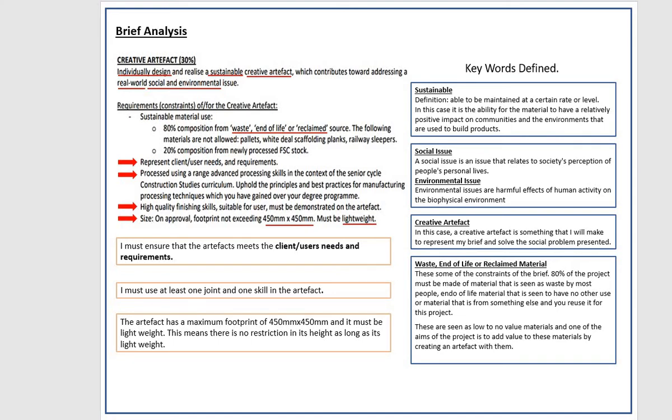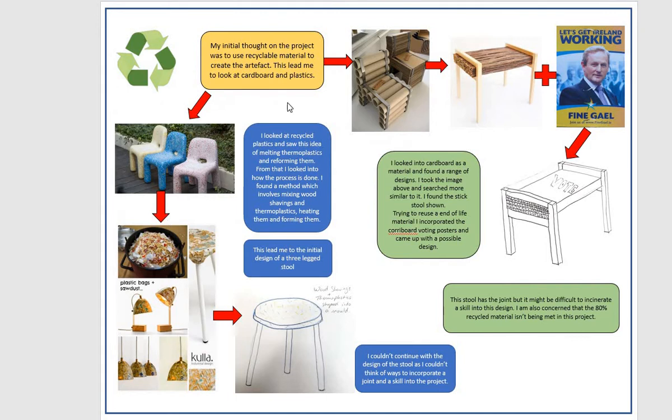Here's my initial thought process. I immediately went to recycled materials. I looked at plastics and reused recycled plastics. I looked at thermoplastics, and then I found this kind of cool one here on Pinterest of a mix of wood shavings and thermoplastics melted into a mold to create a stool.